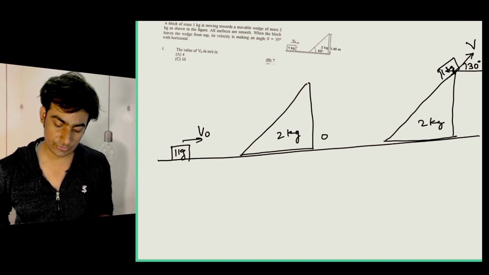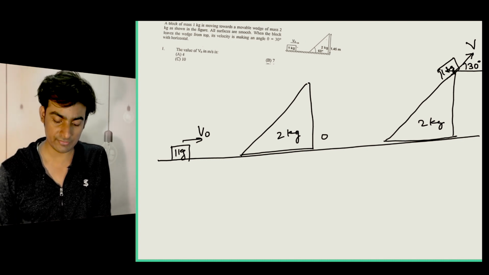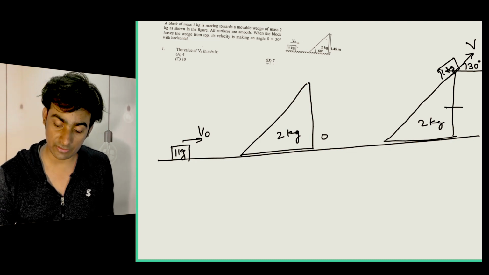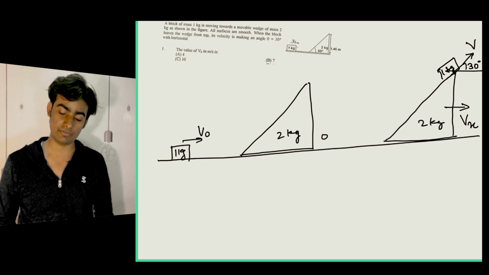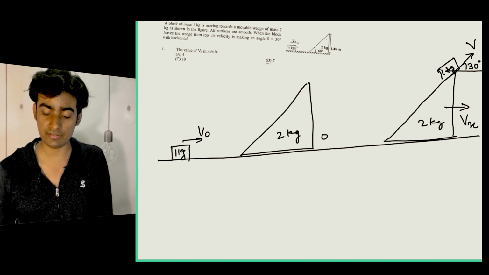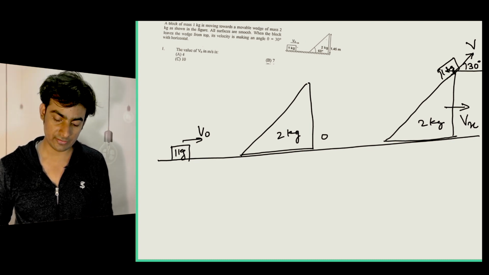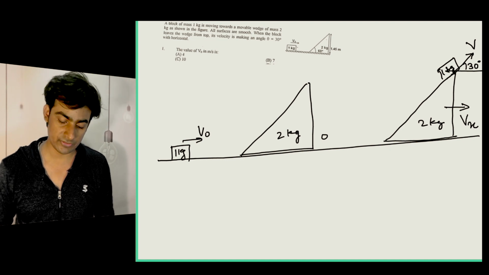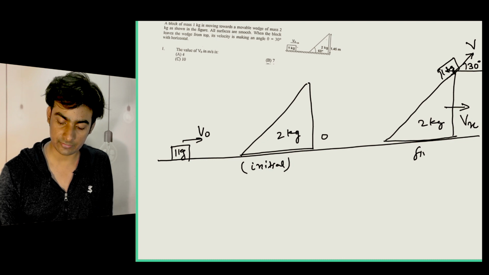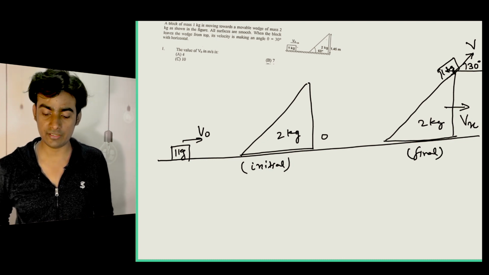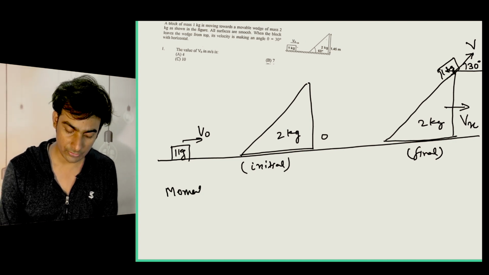Okay, so we just have to find v naught, but there will be some velocity in the x direction of the wedge also at the time when the block is leaving the wedge. So what we can do here is apply momentum conservation. Let's say this is the initial condition and this is the final condition. So we can apply momentum conservation. Write the momentum conservation equation.